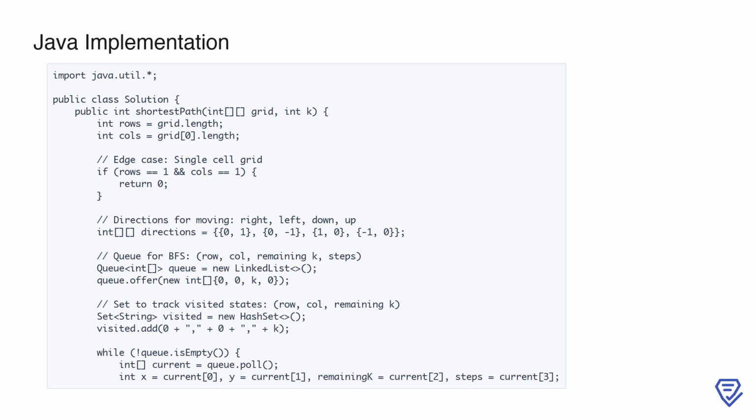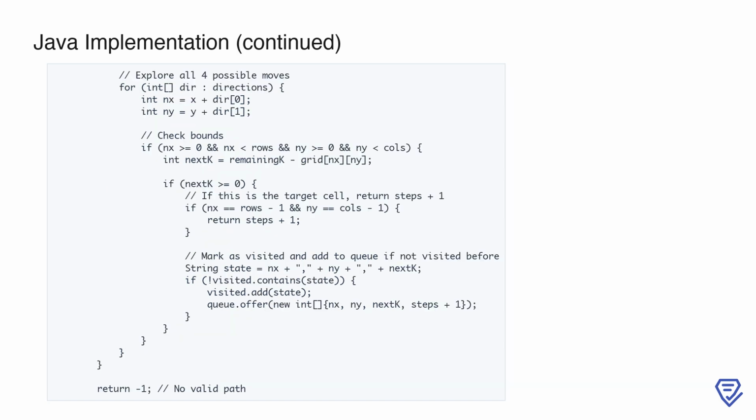We then define the possible directions for movement, represented as an array of coordinate changes for right, left, down, and up. To implement breadth-first search, we initialize a queue where each element tracks the current position, remaining obstacle eliminations, and steps taken so far. Additionally, we use a hash set to keep track of visited states, ensuring that we avoid redundant computations. With the initial state added to the queue and visited set, we start processing the queue in a while loop, where each iteration represents exploring a possible path.